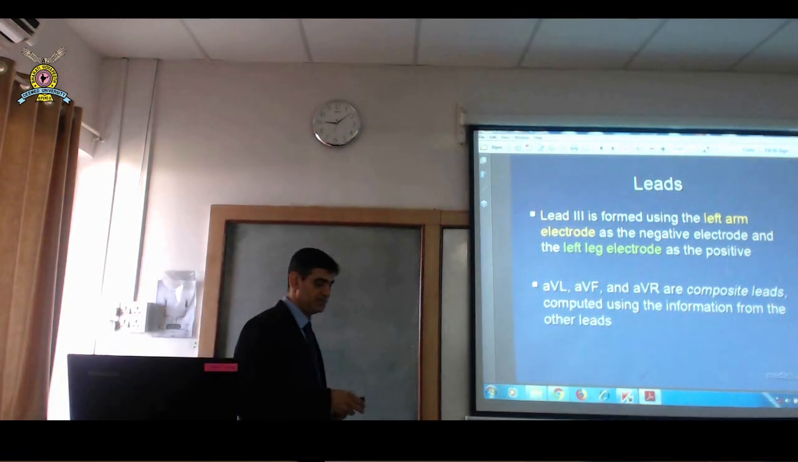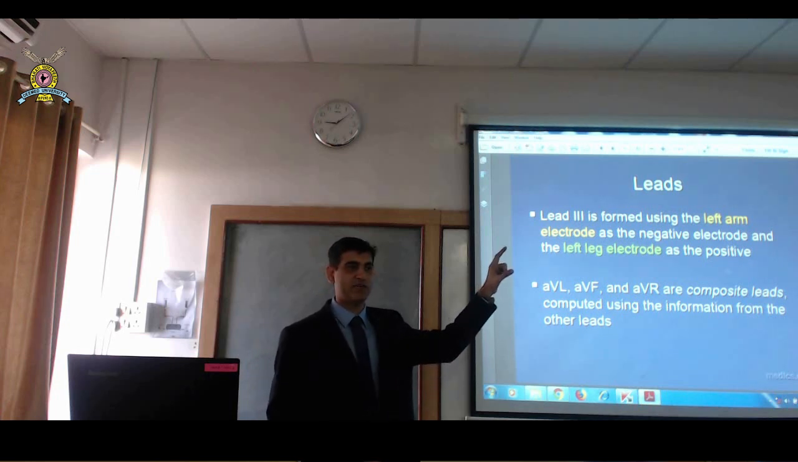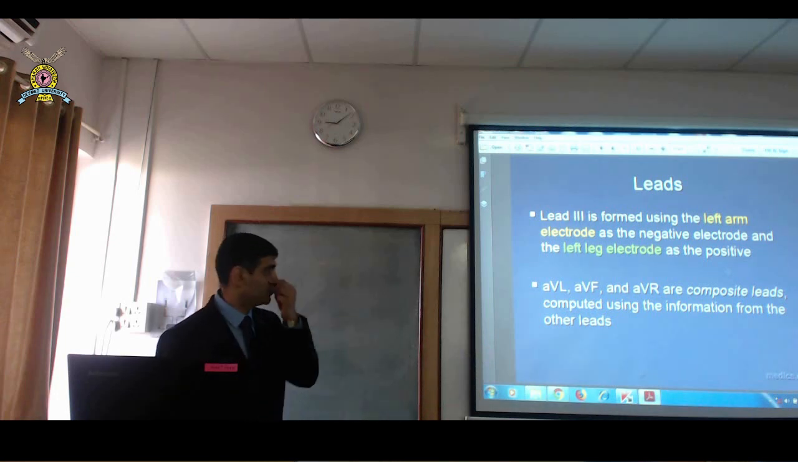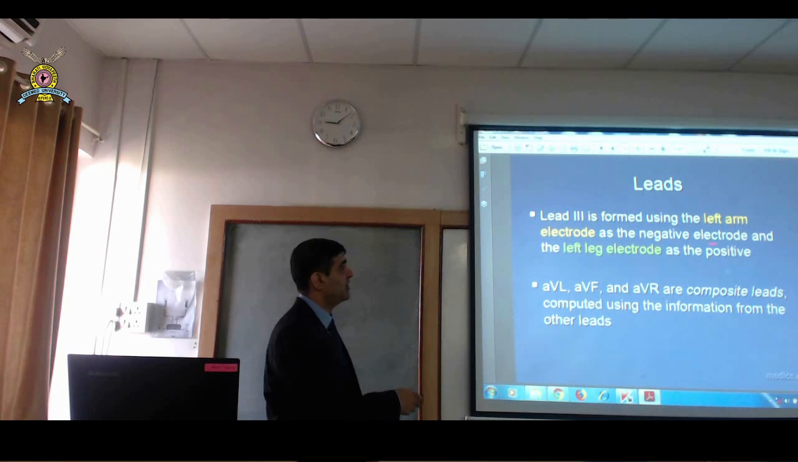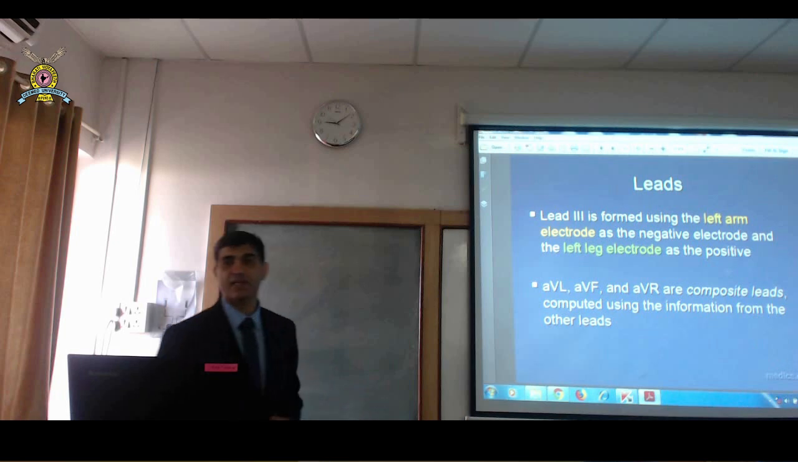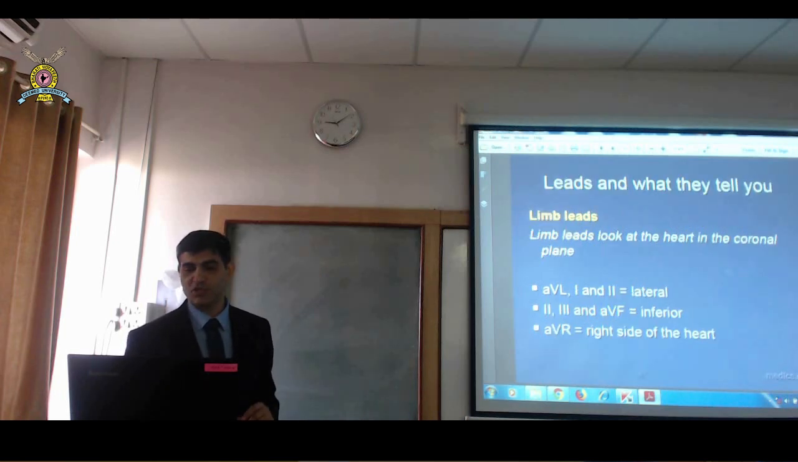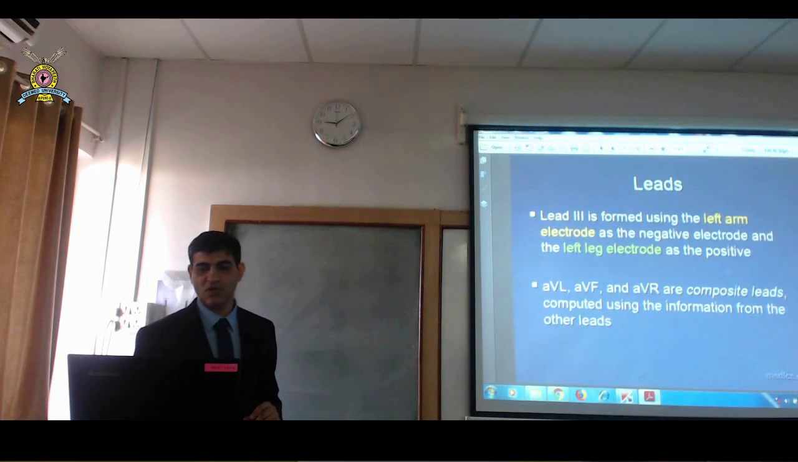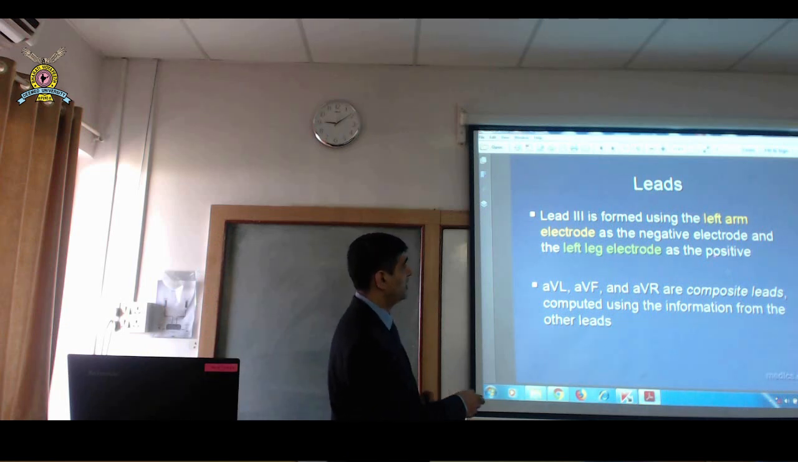Now how is lead 3? I told you the right arm was always acting as a negative, and the left leg was acting as a positive. What is in lead 3? So lead 3 is formed using the left arm electrode and the left leg electrode. Okay? Is the left arm acting as a negative or positive now? The left leg is always positive. So the left arm is going to be negative and the left leg is going to be the positive.